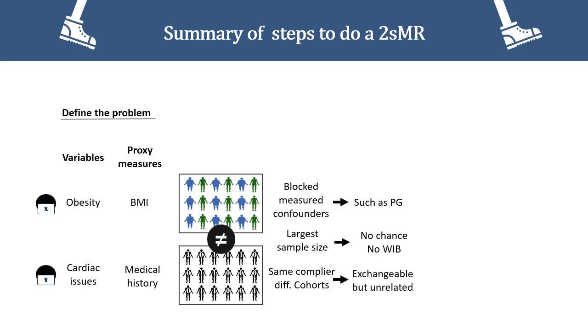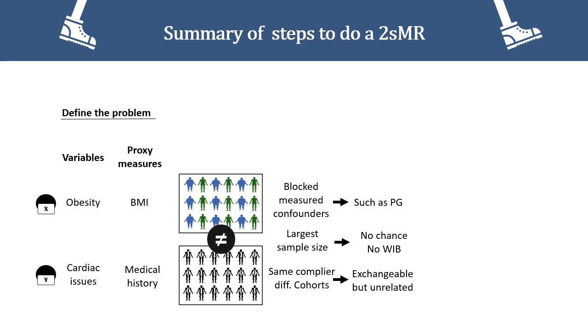Select those with the largest sample size to reduce potential weak instrument biases or findings by chance, and ensure that the cohorts are exchangeable, coming from the same compliers, but independent from each other in terms of cohorts. So, different potential biases can go towards the null.